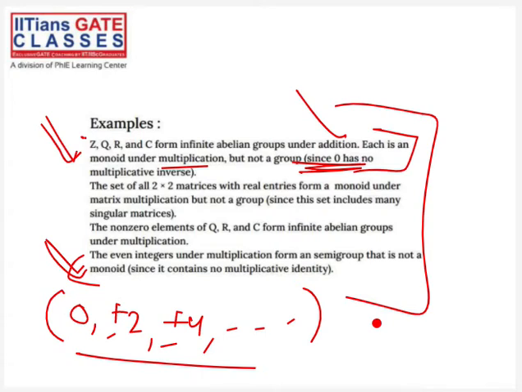Can you say whether an identity element exists or not? Anyone want to try? Does the identity element exist or not? The operation is multiplication, and the base set is the set of even integers.